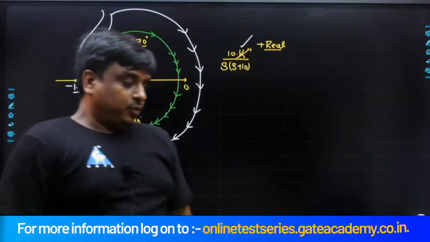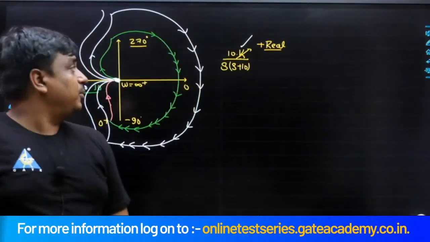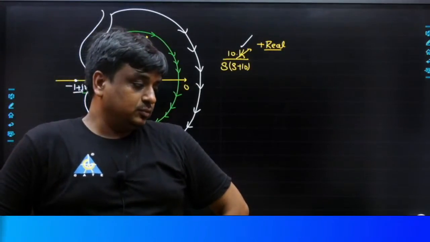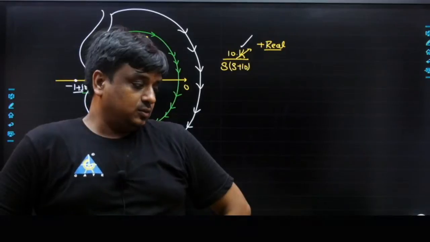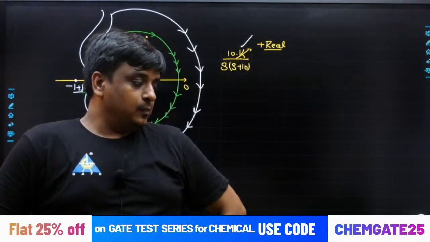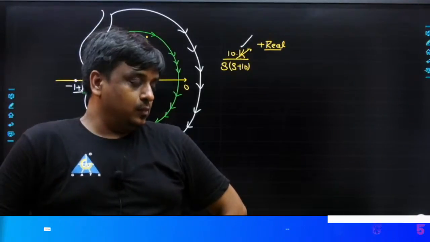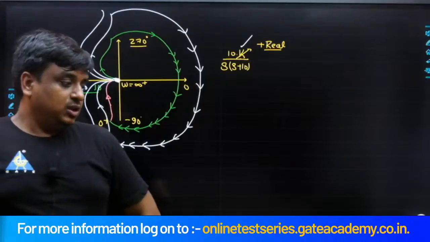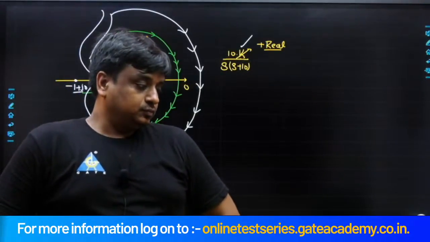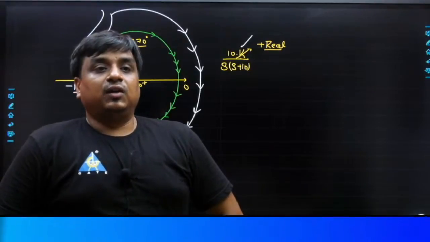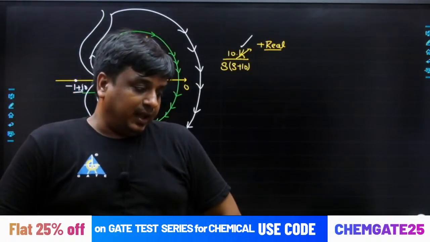I would like to have the input from each one of you. Can I have the negative value of k? Yes or no? Your reply would be yes or no.